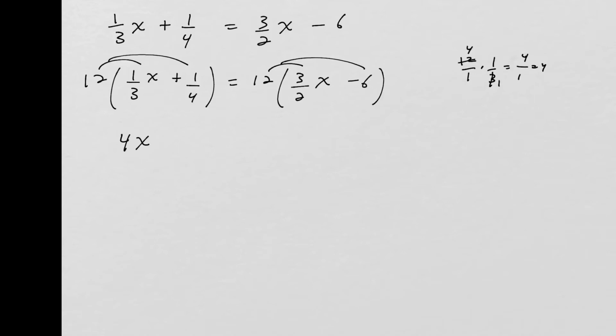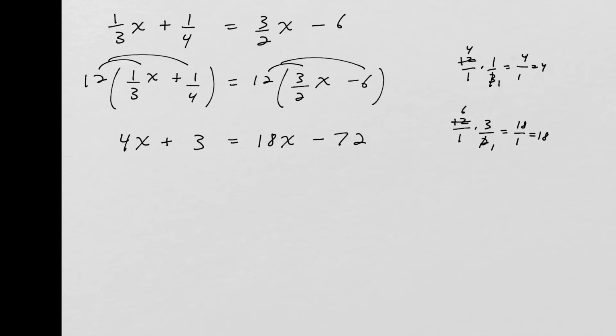If you do 12 times 1/4, that's going to be equal to 3. Just do your work on the side to show that that's 3. If I do 12 times 3 halves, I'll do that one over here. Again, we can simplify. 2 goes into 2 once, and 2 goes into 12 6 times. So 6 times 3 is 18 over 1. That's just equal to 18. So this is going to be 18x. And then 12 times a negative 6 is negative 72. Okay, so now I've cleared out all my fractions, which is great.